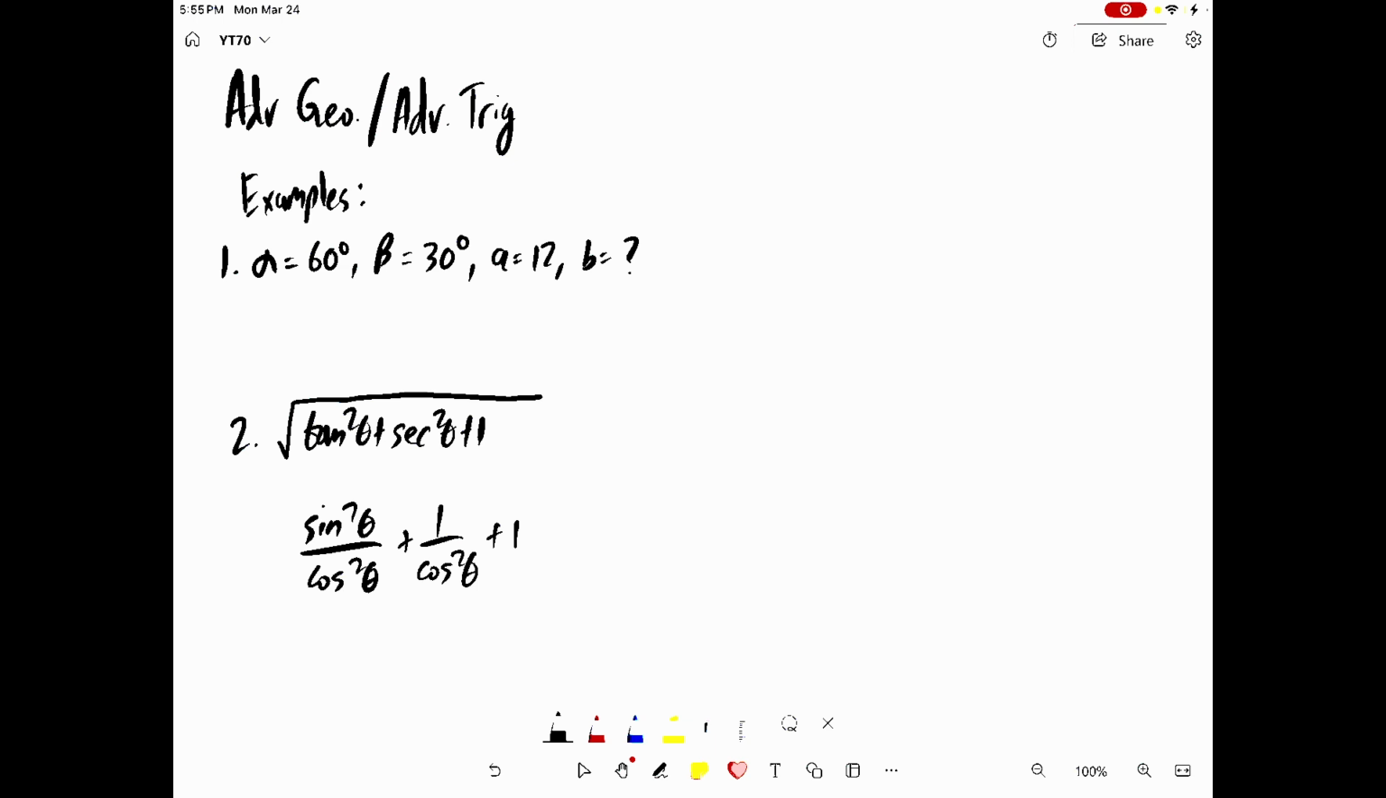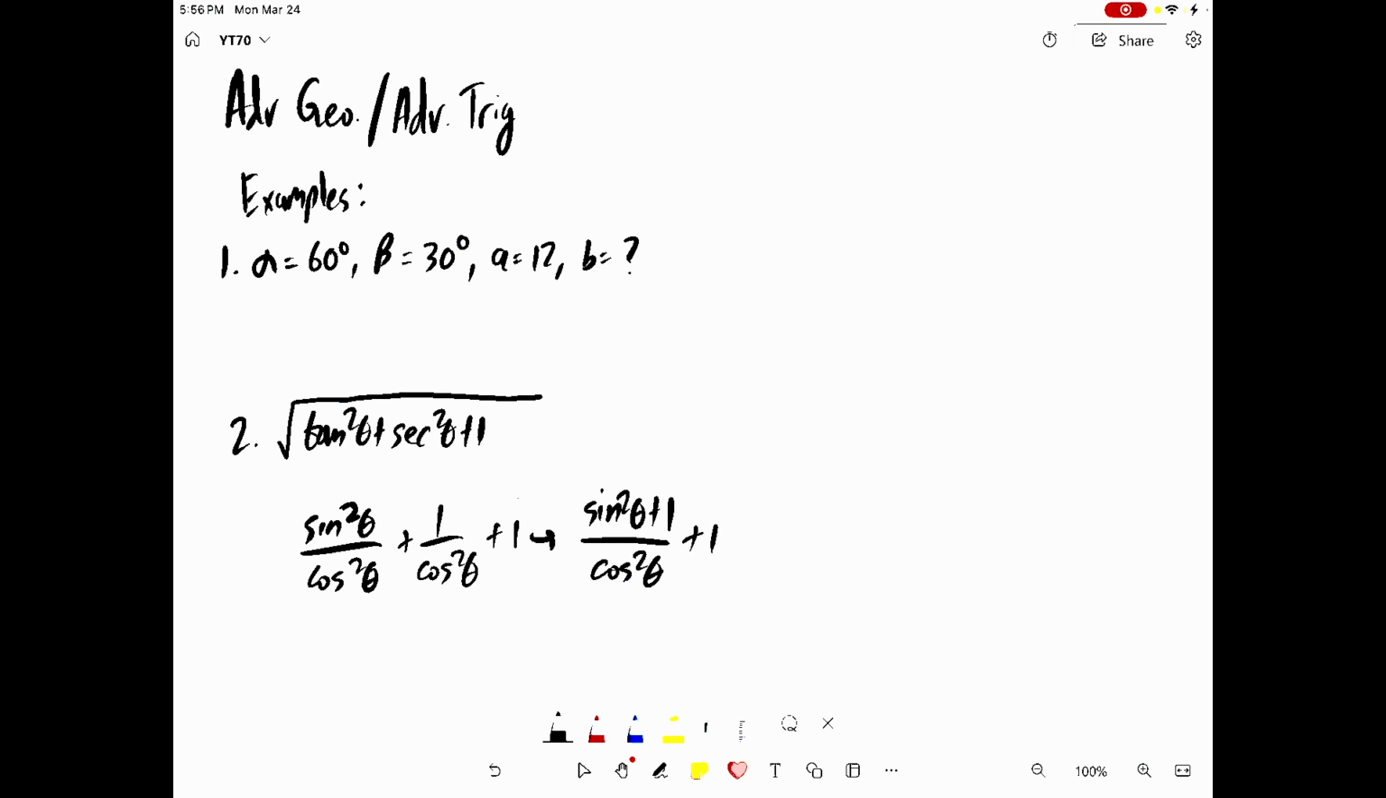Now, the reason I'm not taking the square root is I'm going to take it at the end. But you could always add the square root on there if you tend to forget or miss that type of step, because, of course, the answers will be different. So, now, you can see the first 2 terms have a common denominator. So, what we do is we combine them. So, sine squared theta plus 1 over cosine squared theta.